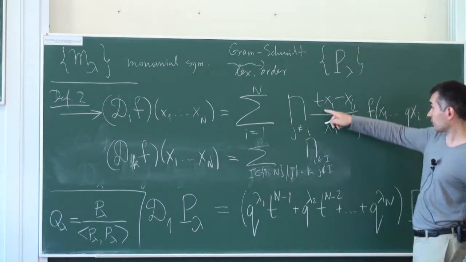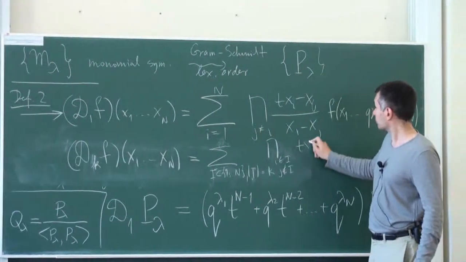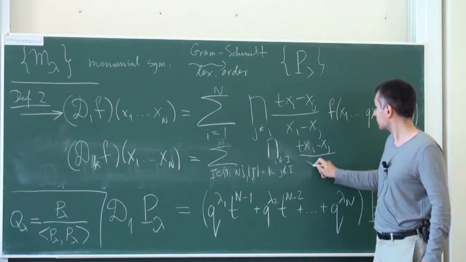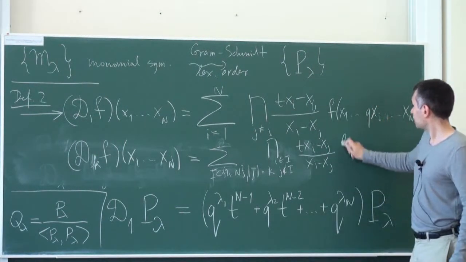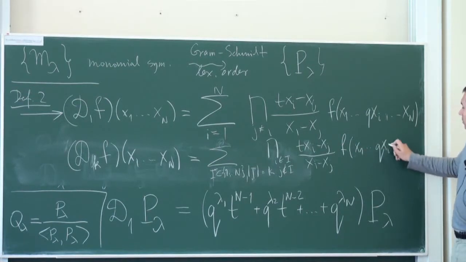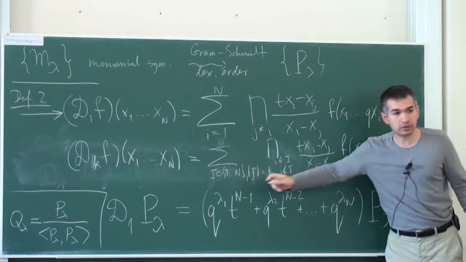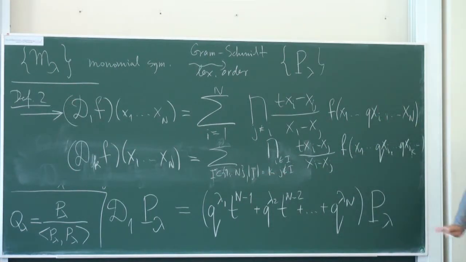And then the same term here. So I'll put t to 0. Or maybe I shouldn't put t to 0, because the formula is just the same. And then here I will have q^{x_{i1}}, ..., q^{x_{ik}}. So I need to multiply by q variables whose indices are in this subset. Okay? So these are Macdonald operators, a remarkable object.